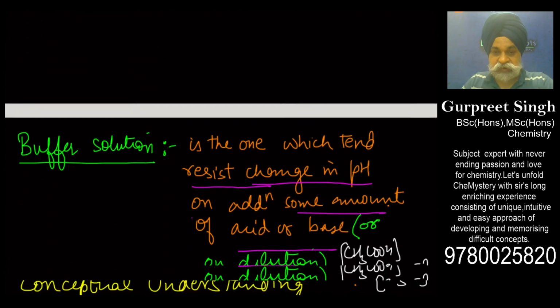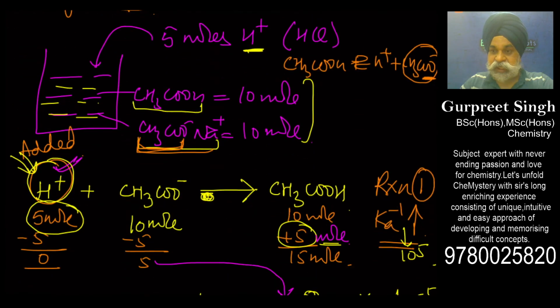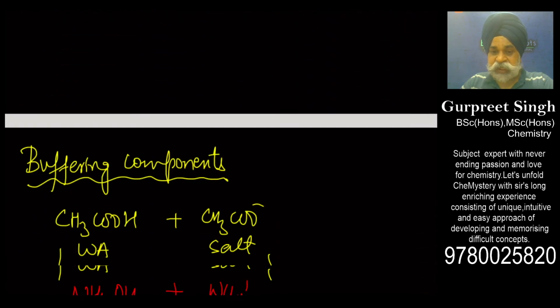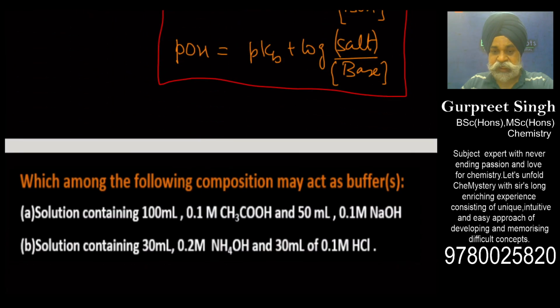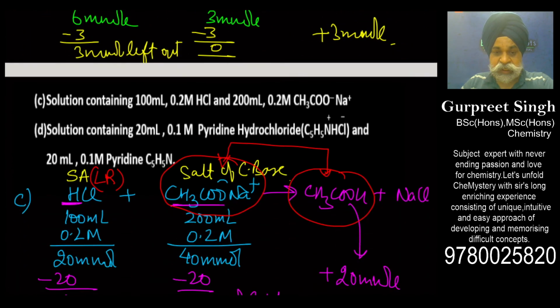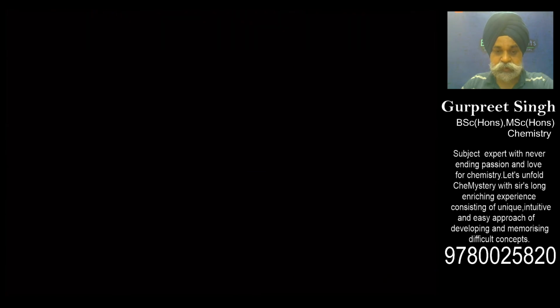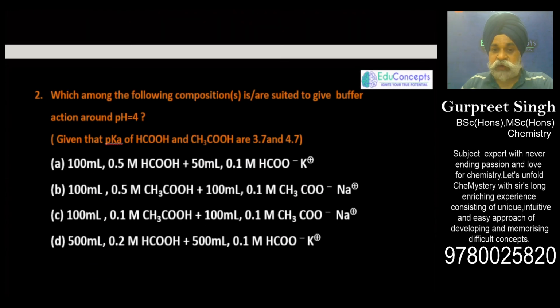Now going on to the second question, which also is a very tricky and important question. In that particular question, we are being asked, let me show it to you. What is basically asked in this particular question is: which among the following compositions is or are suited to give a buffer action around pH 4? You are being given 4 options, and you are being given the pKa value of acetic acid and formic acid. So what is being asked now?